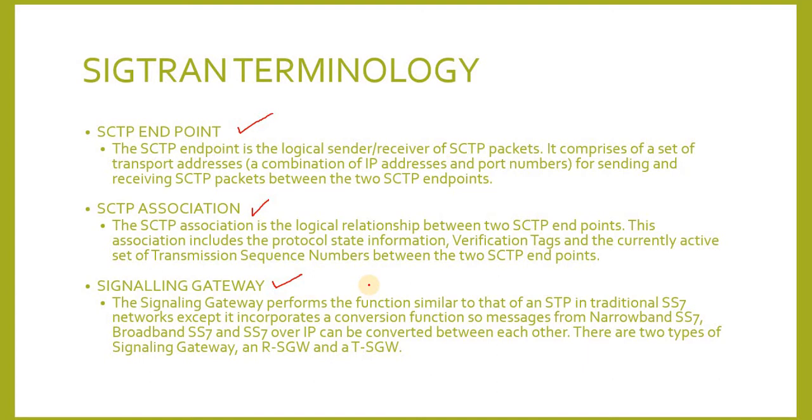The TSGW is referred to as the transport SGW. Its functions are signaling conversions between SS7 and IP transport mechanisms, conversion between public and private IP addresses, and also conversion between IPv4 and IPv6.